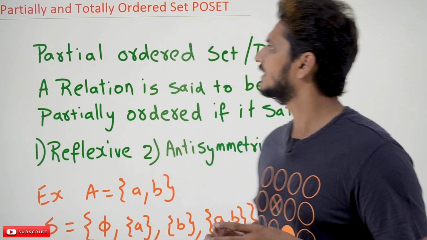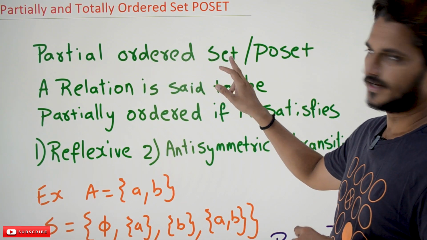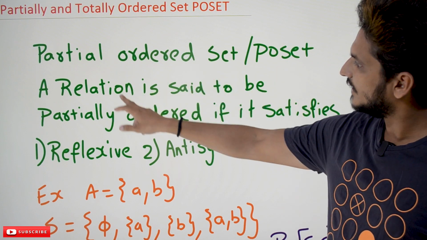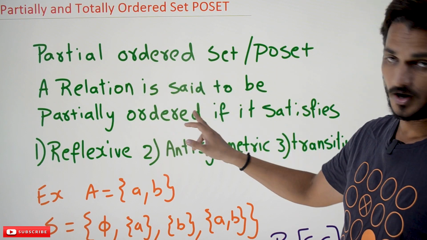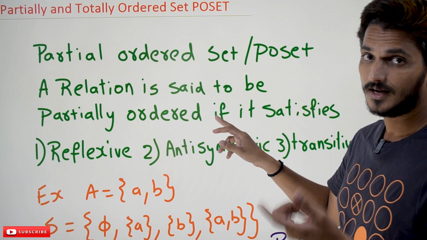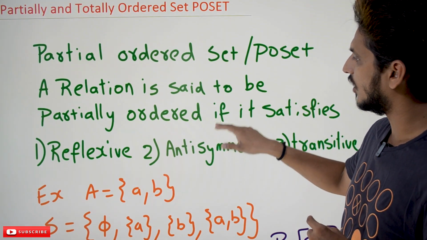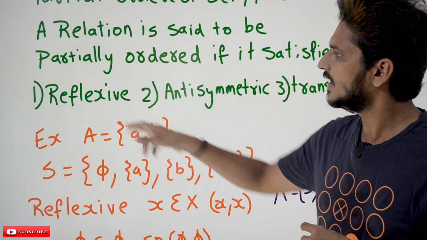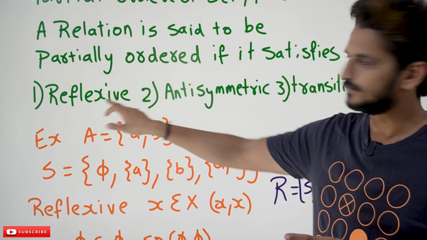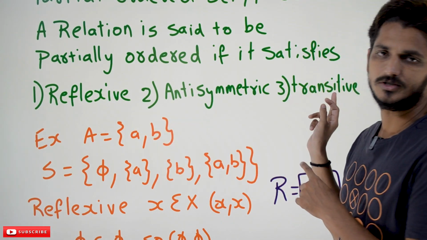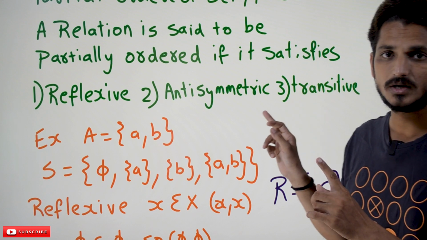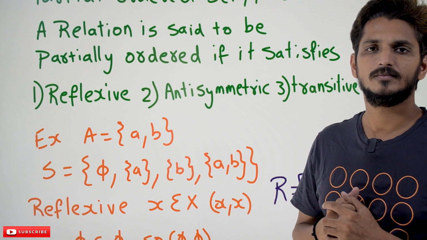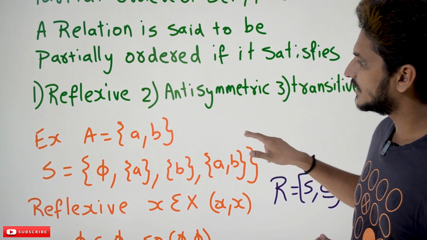Coming to today's class, partially ordered set, or simply we call it a POSET. A relation is said to be partially ordered if it satisfies three properties. What are those? It has to satisfy reflexive, anti-symmetric and transitive. If it satisfies these three properties, then we say it is a partially ordered set. With an example, we are going to understand it better.